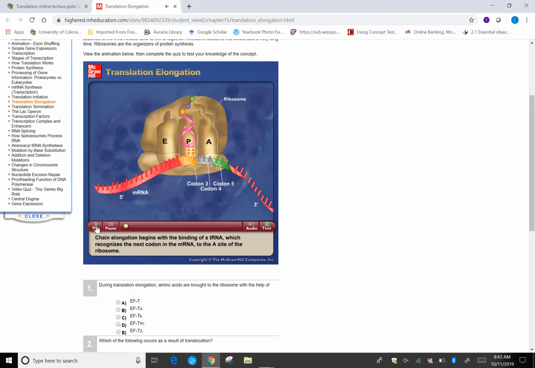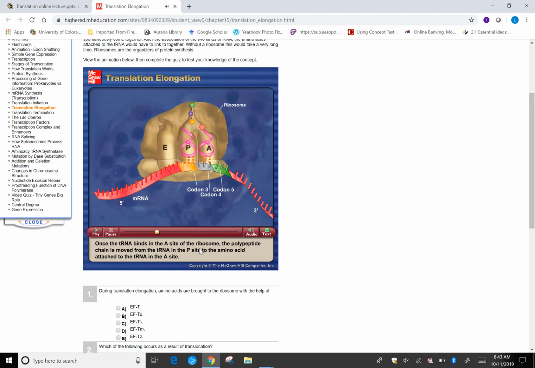Chain elongation begins with the binding of a tRNA, which recognizes the next codon in the mRNA to the A site of the ribosome. This is catalyzed. And this one has a lot of extra information. The next tRNA comes and reads the codon in the A site. Organized by the EF-Tu transcription factor and requires the hydrolysis of a GTP. Once the tRNA binds in the A site of the ribosome, the polypeptide chain is moved from the tRNA in the P site to the amino acid attached to the tRNA in the A site.